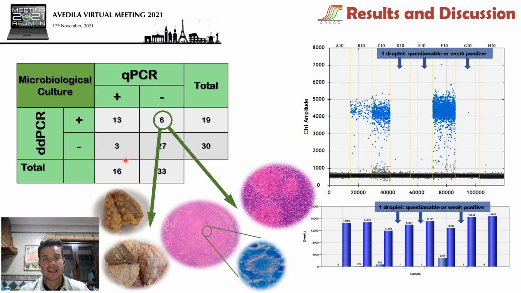Okay, well, in the case of 3 samples, real-time positive but negative for digital PCR, these samples were considered as questionable or weak positive because only one event was found. In the case of 4 of 6 samples, positive for digital PCR but negative for real-time PCR, we found macroscopic or microscopic tuberculosis-like lesions.